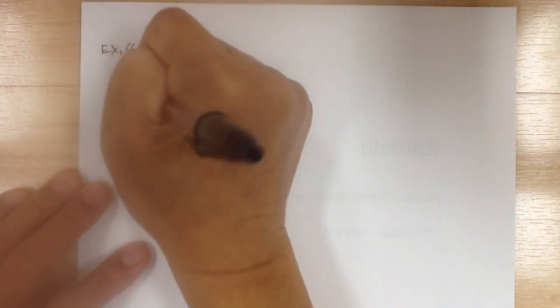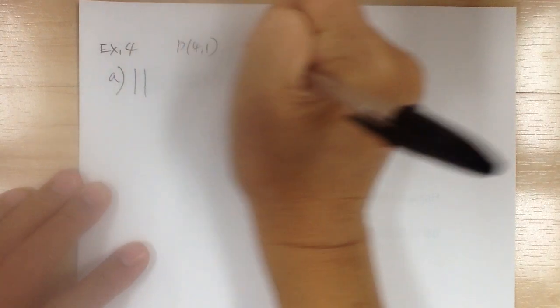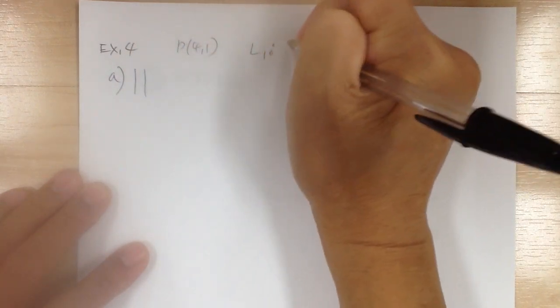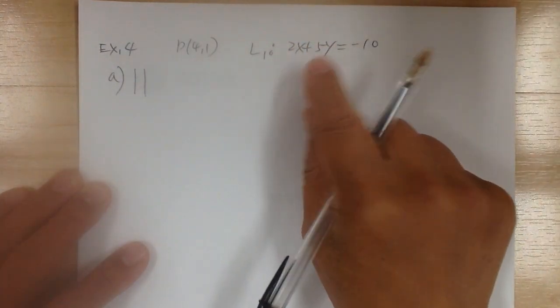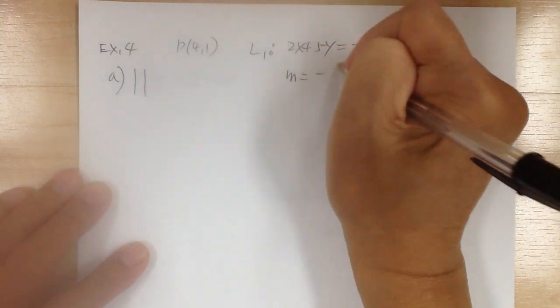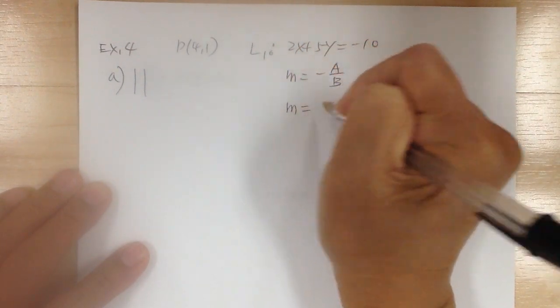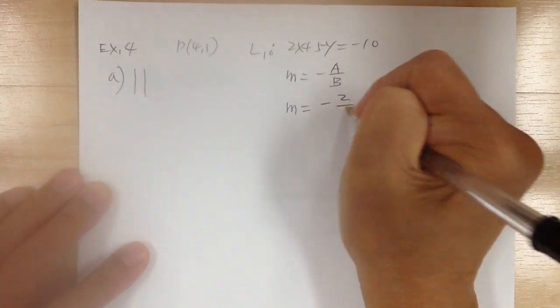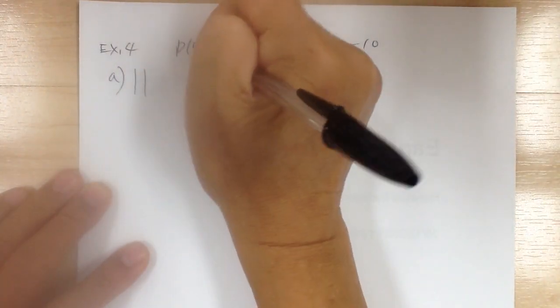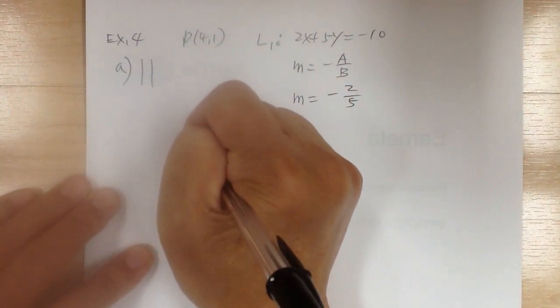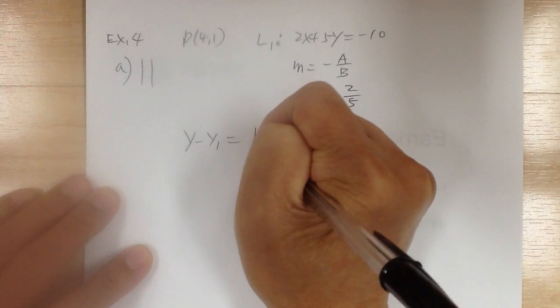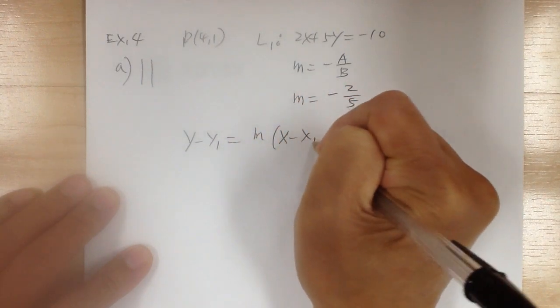So again, let's go to example 4 and do it the other method. You have the point (4, 1), and line 1 is 2x plus 5y equal to negative 10. From here, the slope is equal to negative a over b, so the slope is negative 2 over 5. Now you have a point and a slope, so you use the point-slope form.